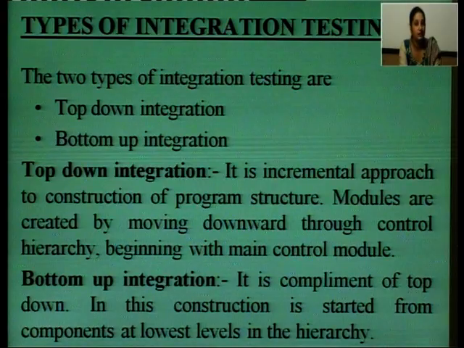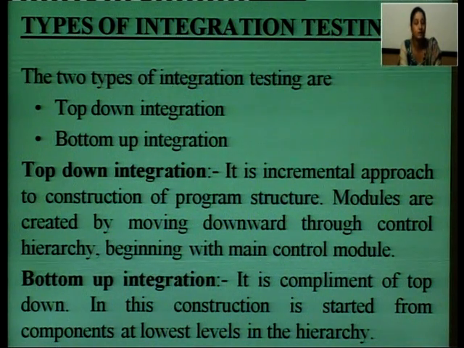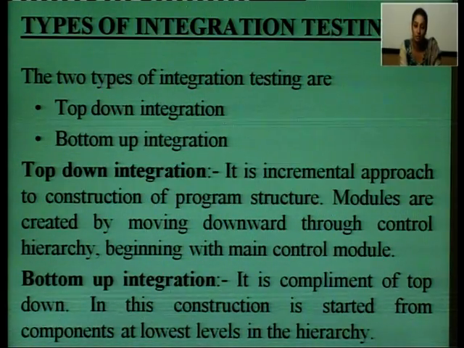Now the various types of integration testing. The two types of integration testing are top-down integration and bottom-up integration. Top-down integration is an incremental approach to construction of the program structure. Modules are created by moving downward through the control hierarchy, beginning from the main control. Here we start from the main control module and then go downward, so that we can create and test each and every module in the system.